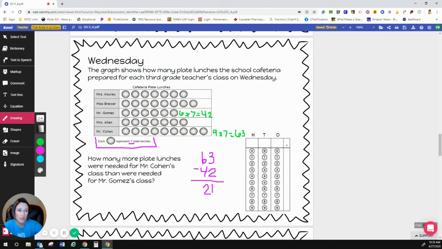And a way to check that is thinking about how many more plates. This one had 6 plates, and this class had 9. What's the difference between 9 and 6? It's a difference of 3, right? There were 3 more plates here than here. 1, 2, and 3. Each plate was worth how much? 7. What is 3 times 7? I know that 7 times 2 is 14. And if I add another group of 7, I get 21. So those match. So my answer is 21.